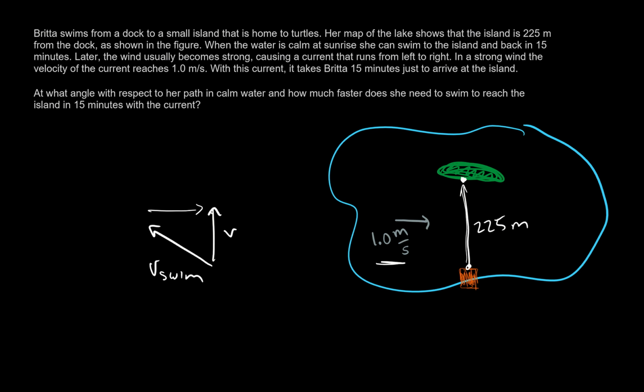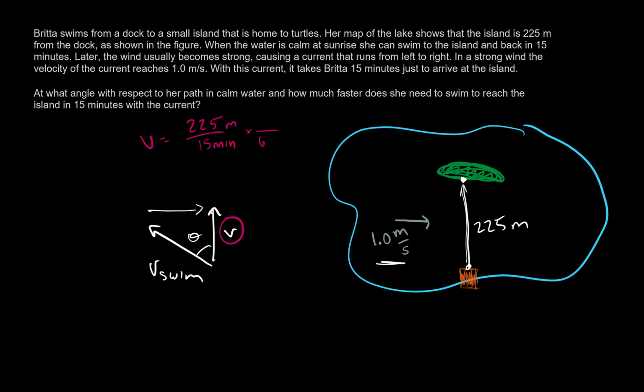Okay, so we are trying to find this angle here that she needs to swim at with respect to the straight swim, and with what velocity she needs to swim at in order to reach the island in 15 minutes. So here, instead of adding two vectors together, we kind of know the resultant vector that we want. This velocity here, she wants to swim 225 meters in 15 minutes. Okay, and we probably want meters per second instead of meters per minute.